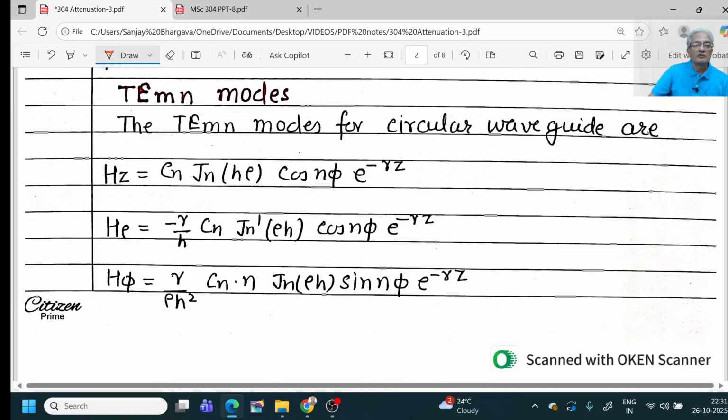Now we look for the attenuation constant for TE modes. The TE modes for a circular waveguide are Hz is equal to Cn Jn(hρ) cos nφ e^(−γz). Hρ would be equal to −γ/h Cn Jn'(hρ) cos nφ e^(−γz). Hφ is equal to γ/(ρh²) Cn n Jn(hρ) sin nφ e^(−γz).